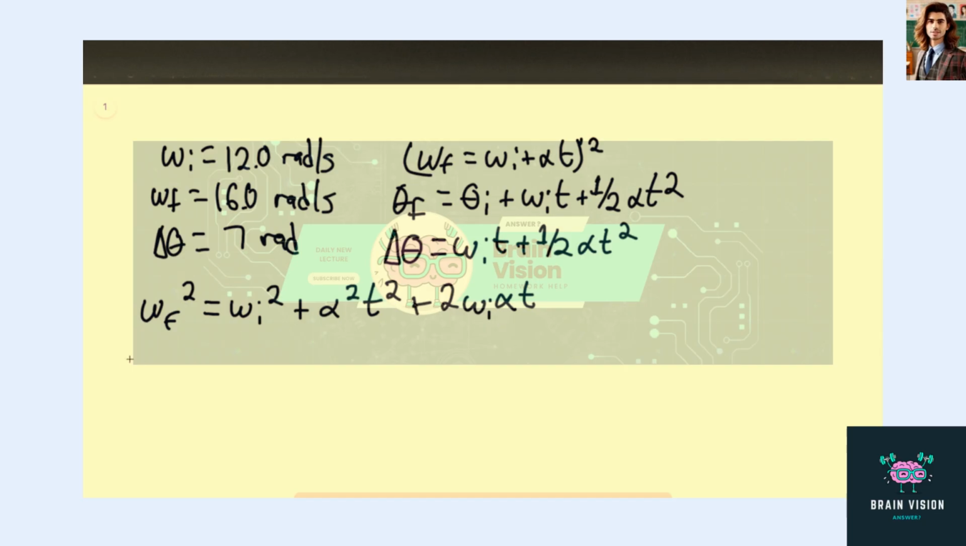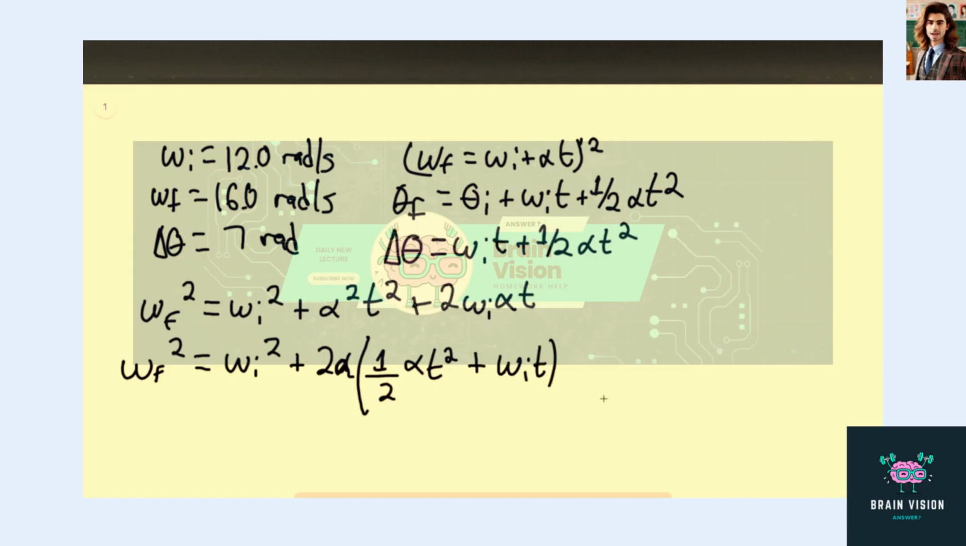So we can say omega final squared equals omega initial squared plus 2 alpha, which will leave us with 1 over 2 alpha t squared plus omega initial t. And this is going to equal this. So we can say that omega initial squared plus 2 alpha times delta theta will equal our final omega squared.